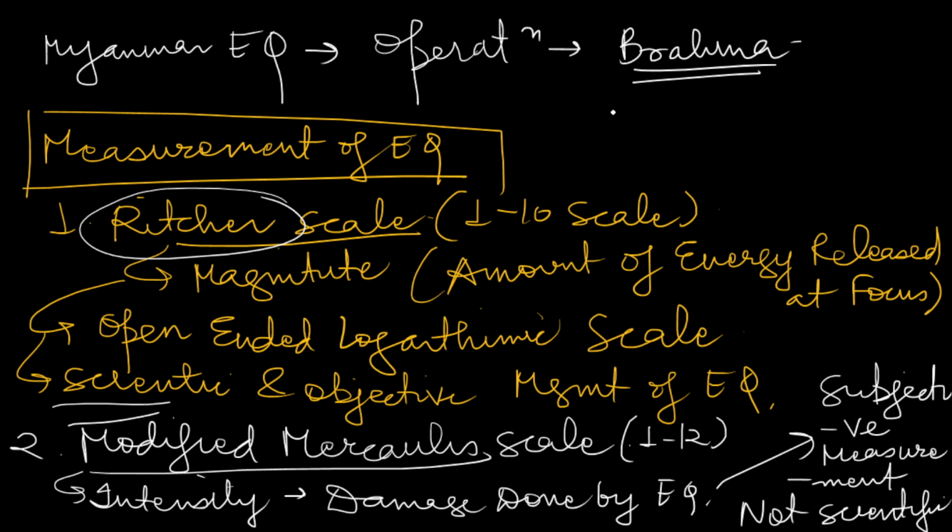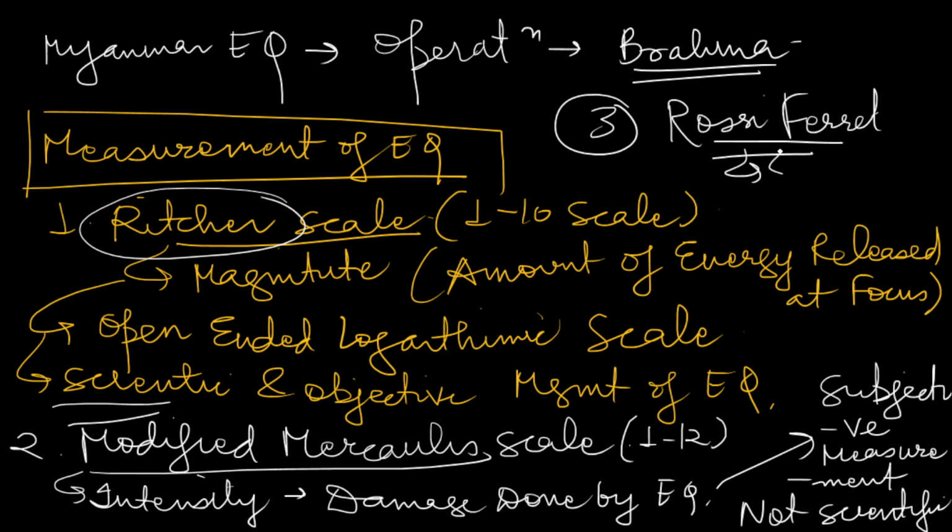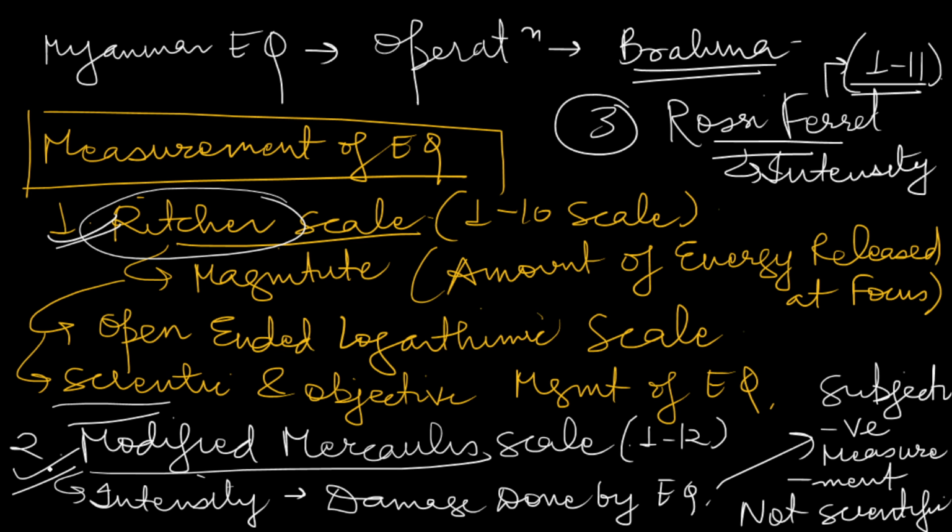One another scale is there, although it is not that popular, but you should know it, the Rossi-Forel scale. It also measures intensity only, not magnitude, like the Mercalli scale, and its scale is from 1 to 11, as I remember. So generally remember the Richter scale and Mercalli scale. There are high chances of being asked. Seldom will they touch the Rossi-Forel scale because that is not that popular. These are the scales through which earthquake can be measured. Generally, we use the Richter scale.